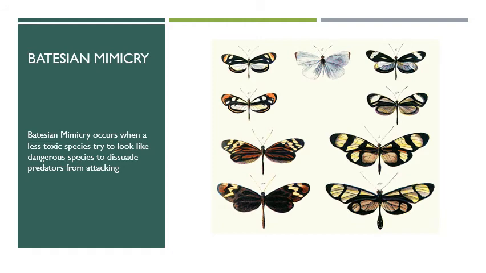Batesian mimics look like aposematic organisms. A Batesian mimic is where a less toxic species tries to look like it's dangerous, like the corn snake. The corn snake looks a lot like the coral snake. And because of that, even we look at it and we're like, is that a coral snake or a corn snake? I better not touch it. You don't want to make that mistake. The corn snake is kind of harmless. The coral snake is venomous. If you can't tell the difference, you probably shouldn't touch it. Why would you touch the snake in the first place?